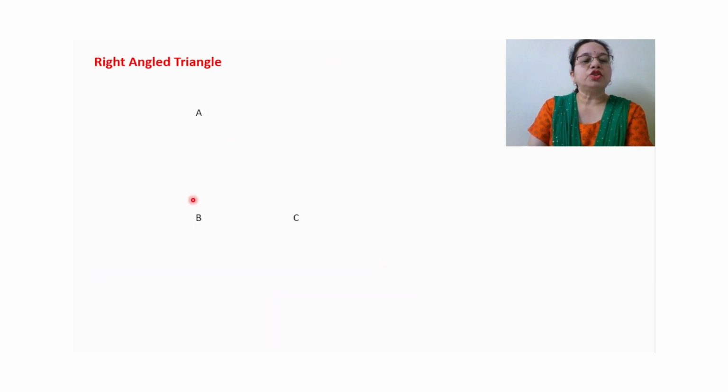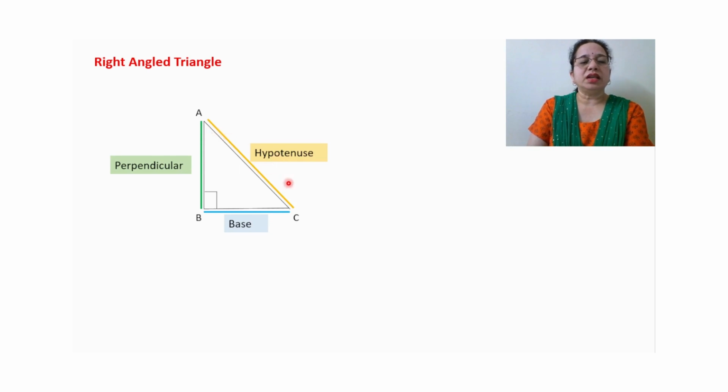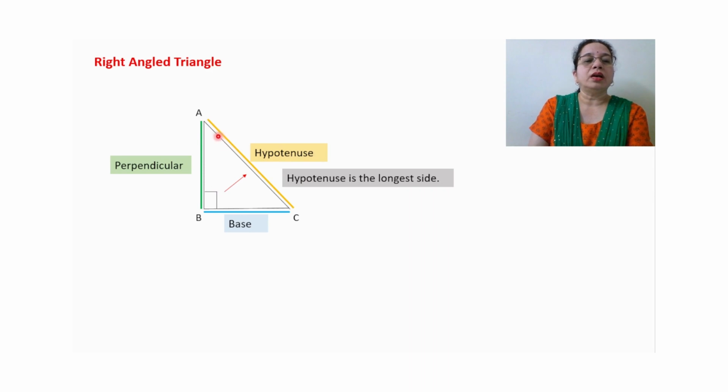Here you can see 3 points. If we join these 3 points, we will get a right angled triangle. Now in this right angled triangle, BC is known as the base of the triangle, AB is known as the perpendicular of the triangle, and AC is known as the hypotenuse. Which one is the hypotenuse? Opposite to 90 degrees, opposite to the right angle, whichever side is there, that side is known as the hypotenuse. You can see that the hypotenuse is the longest side among all three. Every time in a right angled triangle, or any triangle, the hypotenuse is the longest side.